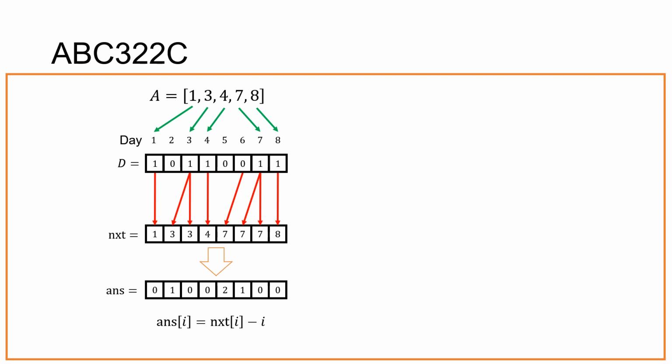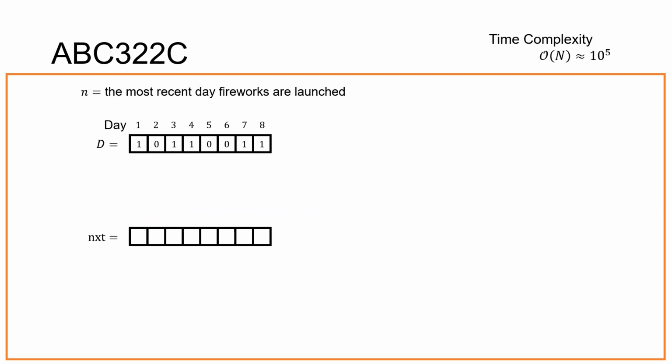Then, how do you make the list next in detail? This calls for some creativity. As you see, the next value is determined by the values of D towards the end of it. Therefore, it's not wise to determine the next value from the beginning. Instead, we should determine it from the end. I'll show you how it works.